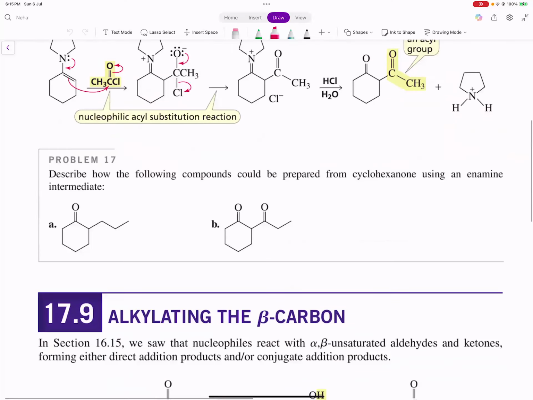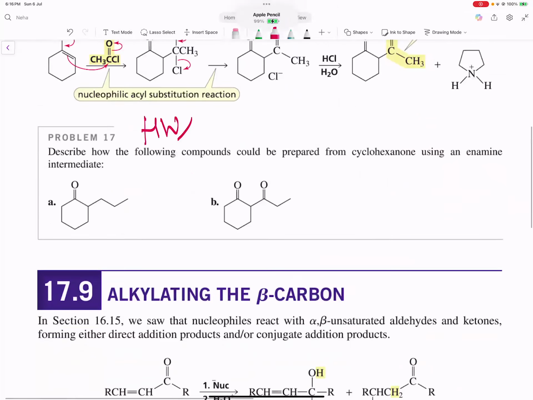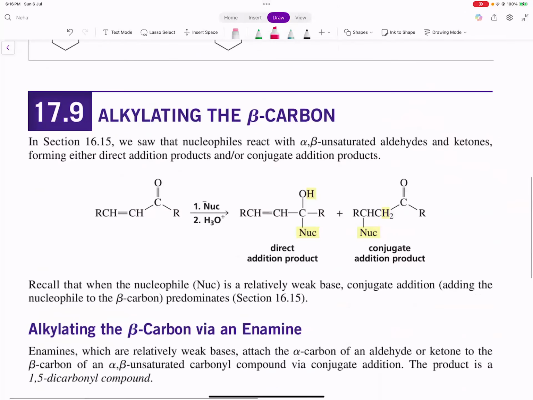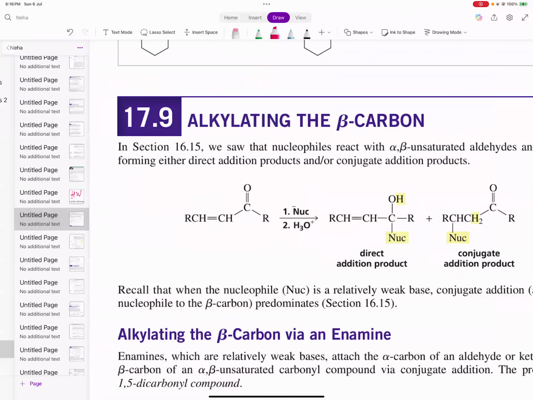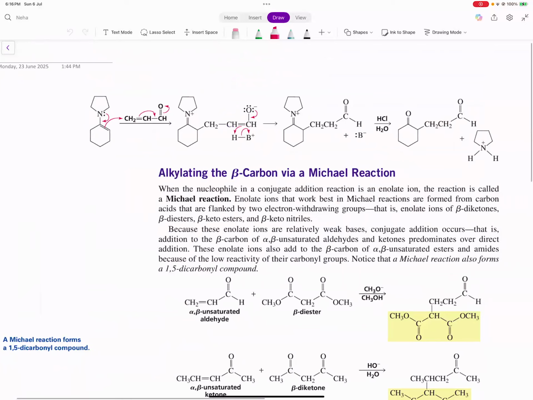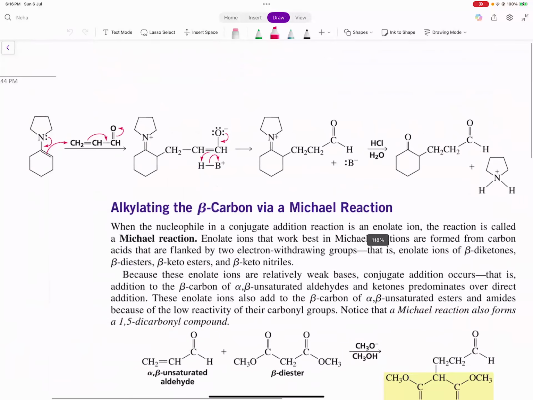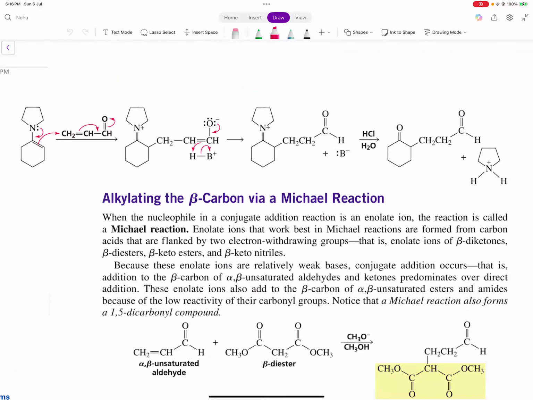Okay, try this also, homework. Now I'll calculate the beta carbon. So it's the same thing, nucleophilic, and this. Okay, conjugate product. See now what is happening. Because it's a weak base, it will add to the beta carbon. Conjugate addition taking place. Go through it.